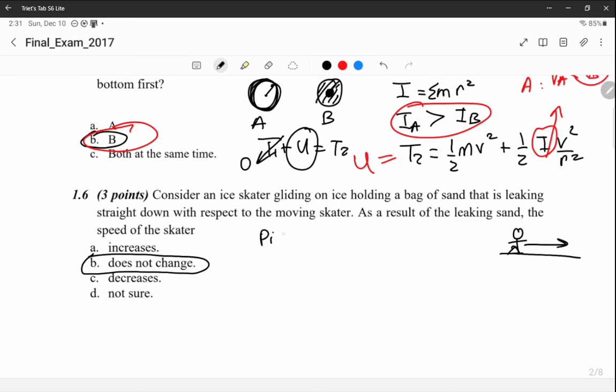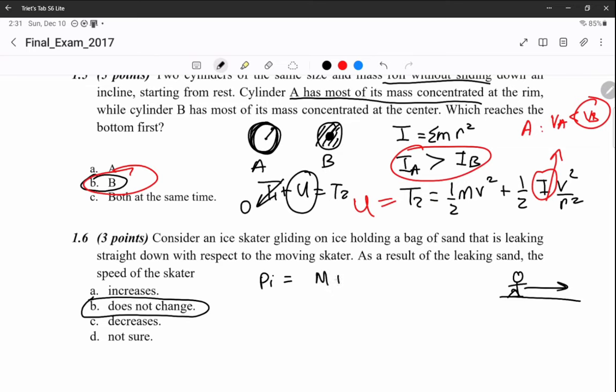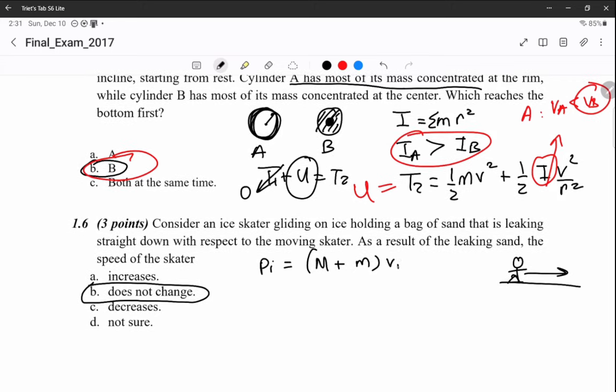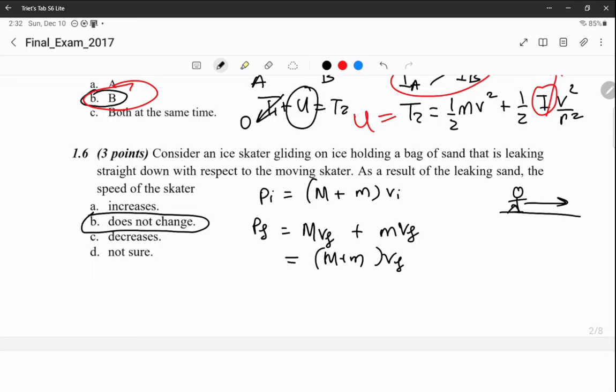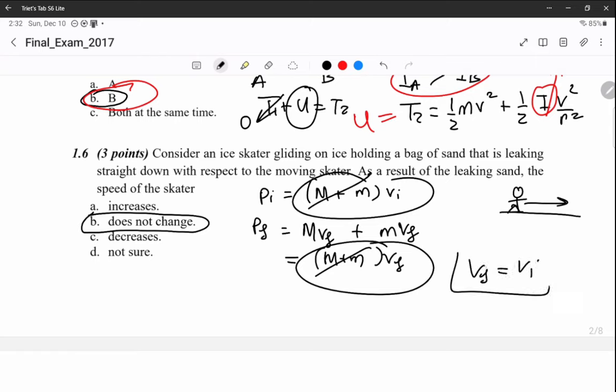So let's say the initial momentum is going to be M V initial, where big M is the whole mass of the person and sandbag and everything else, and m is just the very small mass of the sand that's leaking out. And the final momentum is going to be M V final for the person, sandbag and most of the sand, but our system also has the little m of the leaked sand. That's V f, and that's going to be M plus m times V f. Then by conservation of momentum, you have this equal to this, and M plus m cancel out, and so V f equals V i. So that's why it doesn't change.